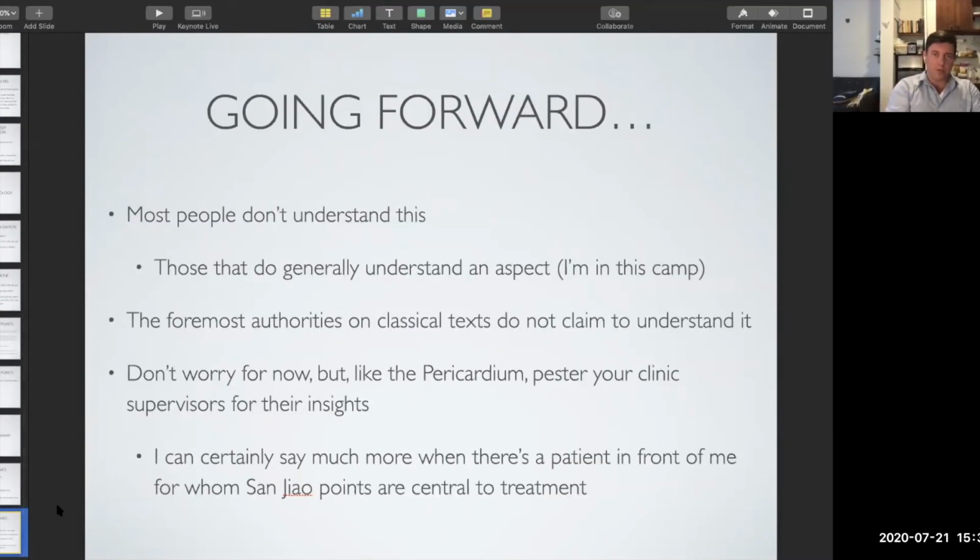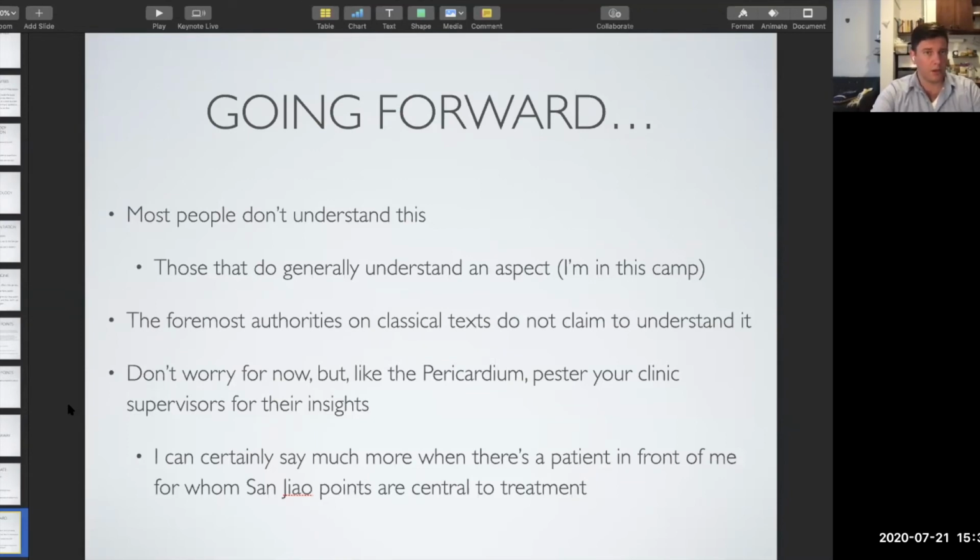A lot of the times when these things are presented in early education, it's taught as if those of us who have studied this understand it, and if you're having trouble, that's your own fault, and you just need to, you know, get more serious. But this is really a place where this is confusing. This is hard, and there's debate and argument about it. The foremost authorities on classical texts don't claim to understand it.